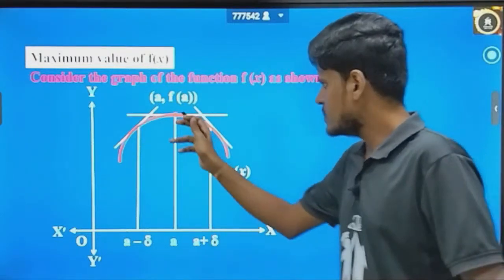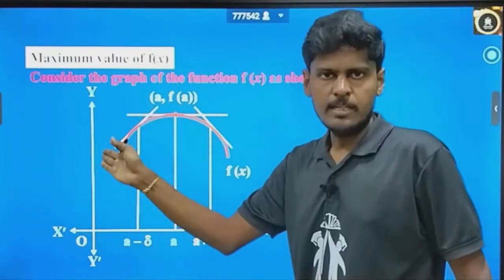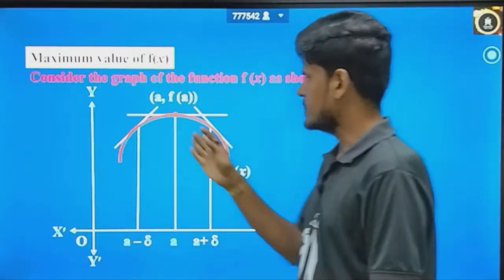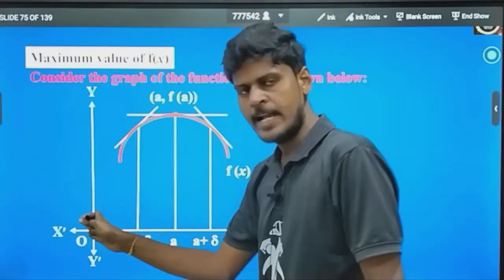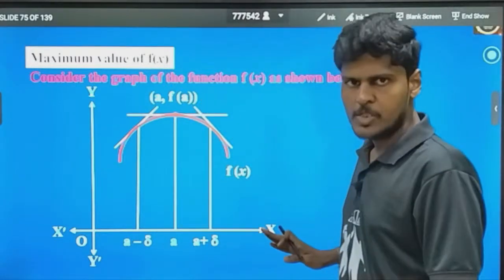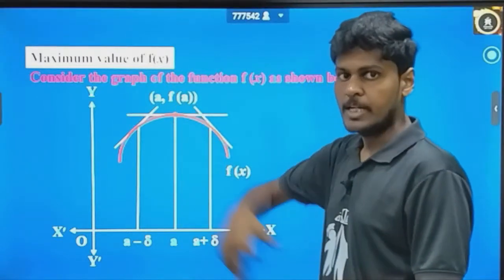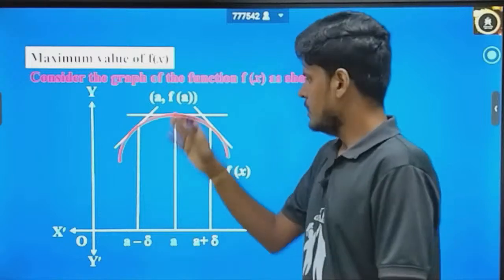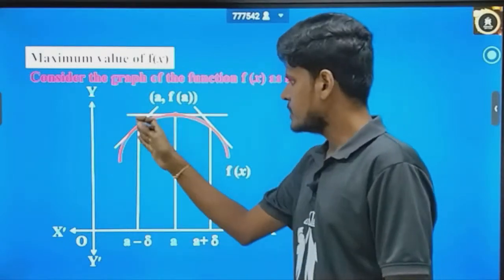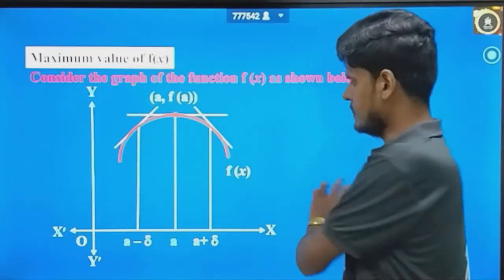And what does that mean? At this point of maximum, when this is a continuous function, when we try to draw the tangent, the tangent slope is nothing but f dash of x. What will be the slope of the tangent? On one side the tangent makes an acute angle, so it will be positive, and from the other side it makes an obtuse angle, so tan theta will be negative. So what is the condition? F of a will become maximum for a continuous and differentiable function, or a is the point of maxima, when f dash of x changes its sign from positive to negative. That is the condition.